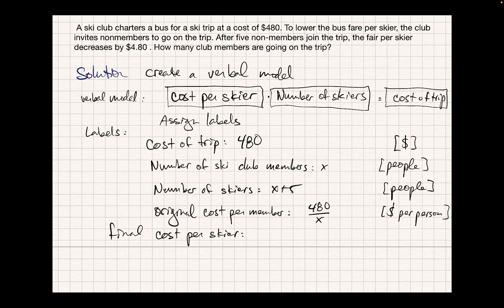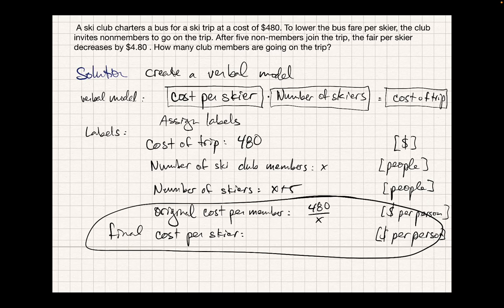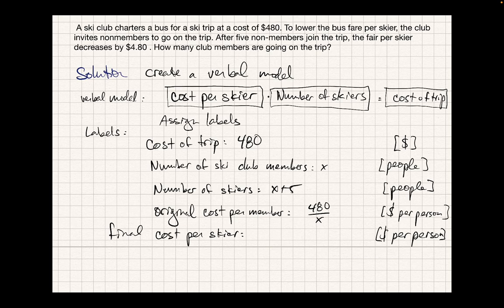480 over X, I see. So this is in the dollars per person realm. Do you agree that final cost per skier is also in the dollars per person realm? Yes. So this unit is also going to be dollars per person. And so it's in this realm where the discount happened. Fare per skier is dollars per person, decreased by $4.80. So is it 480 over X plus 5?